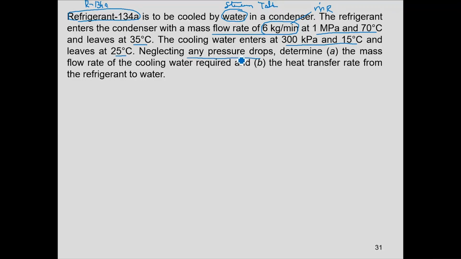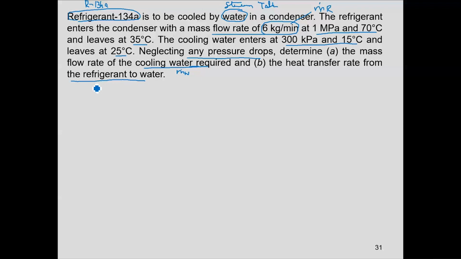Neglecting any pressure drops. That means the refrigerant is leaving at 1 megapascal and the water is leaving at 300 kilopascal. Determine the mass flow rate of cooling water required from the refrigerant. Let's first look at the first part.